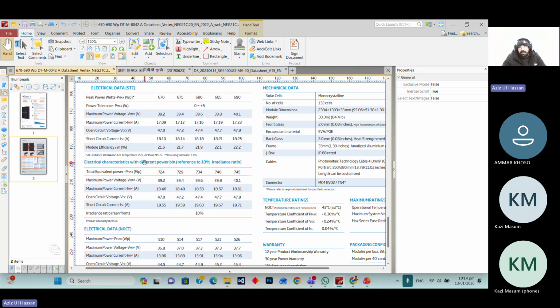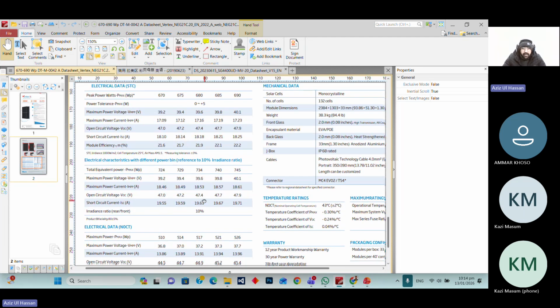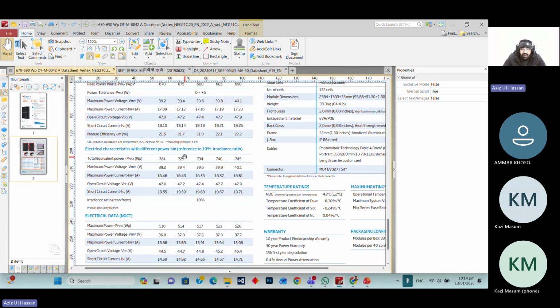And this is the module efficiency. It means how many rays strike on the cells, and what power you gain from that. This is called the efficiency of the PV modules. Then we have this 10% irradiance ratio. It means that when your PV module is bifacial, you will get higher power through that 10% value.